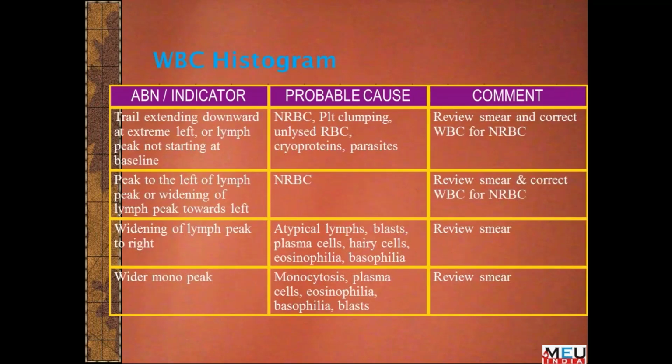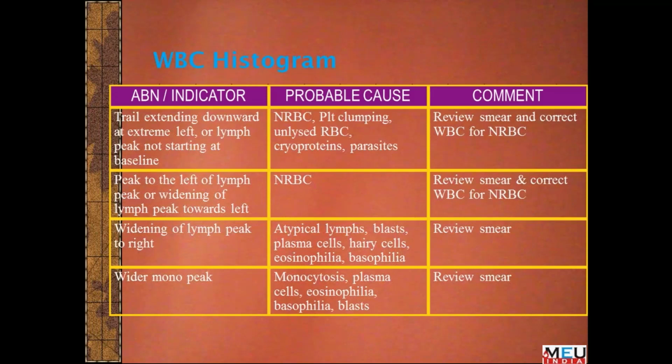Then in WBC histograms, if the tail is extending downwards towards the extreme left, or the lymphocyte peak is not starting at the baseline, it could be nucleated RBCs, platelet clumping, unlysed RBCs, proteins, or parasites. We should review the WBC and review the slide for nucleated RBCs. If the lymphocyte peak is widening towards the left, it could be nucleated RBCs, and we should review the slide.